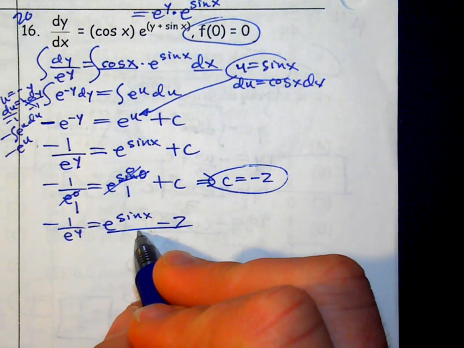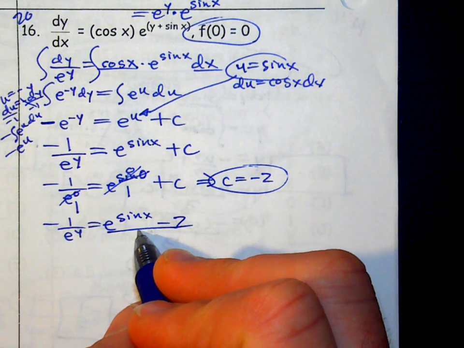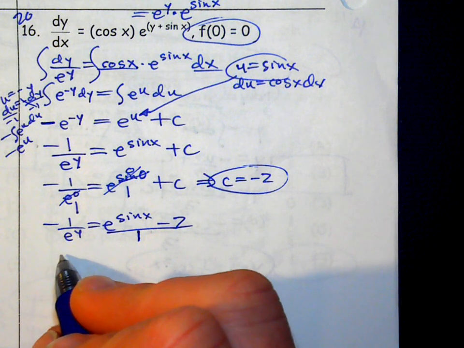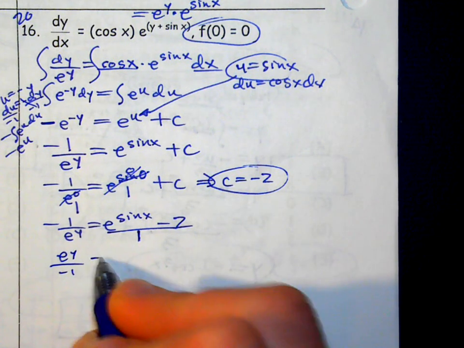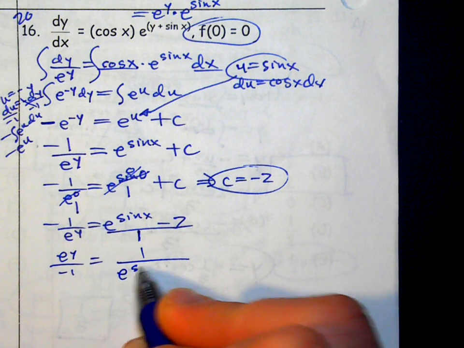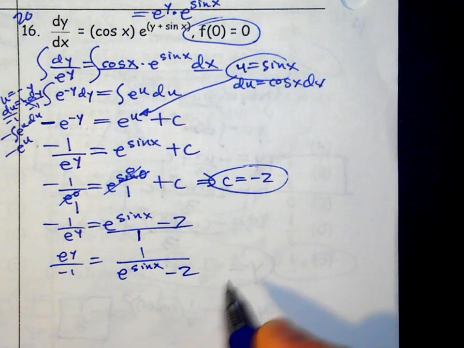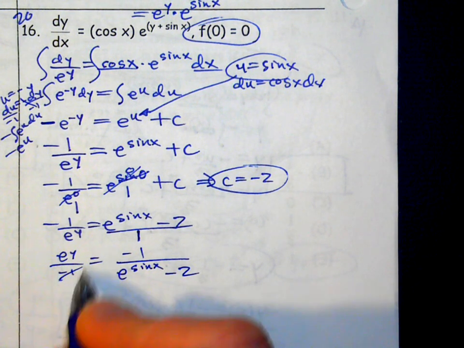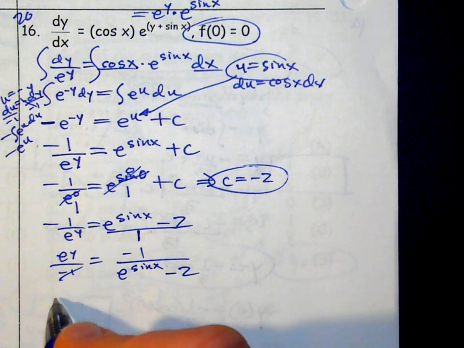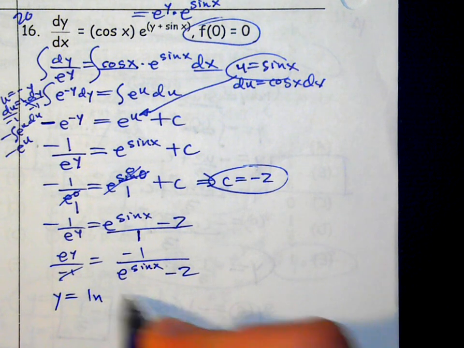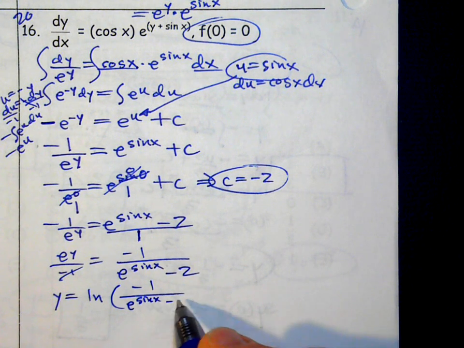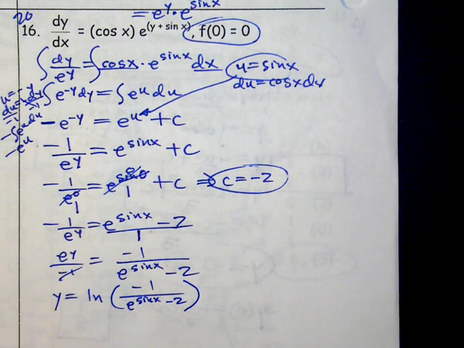I don't know what I want to do with this. We could flip both sides. I didn't do it exactly like this in my solutions, but this will work. Multiply both sides by negative. Now to get rid of the e, you got to get rid of all the other stuff outside the e, and then you're going to take natural log of both sides. So there we go. We got y by itself.